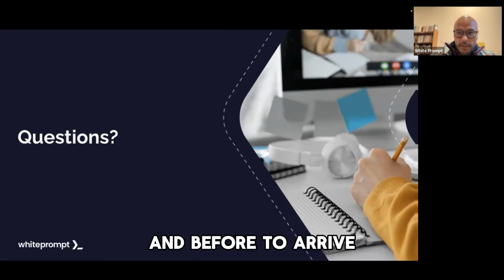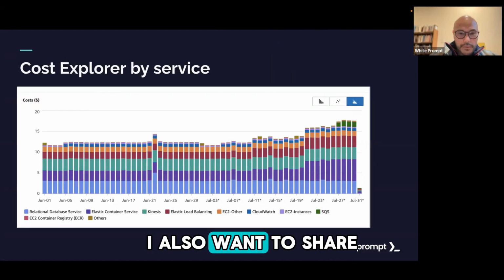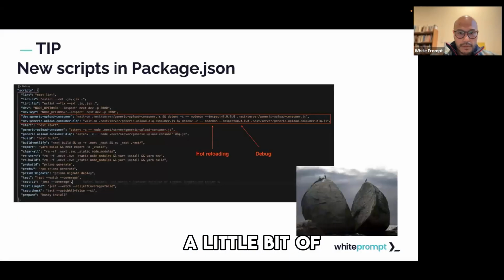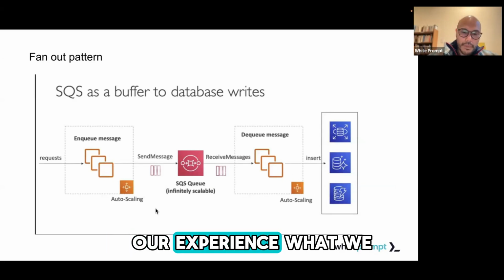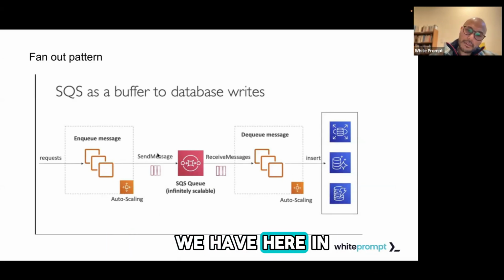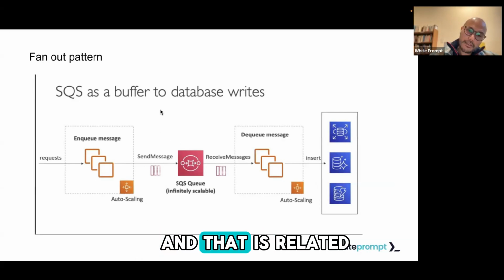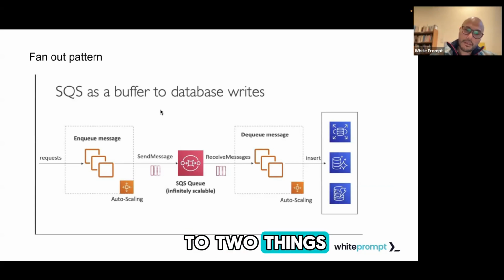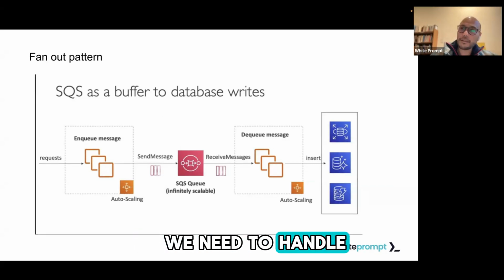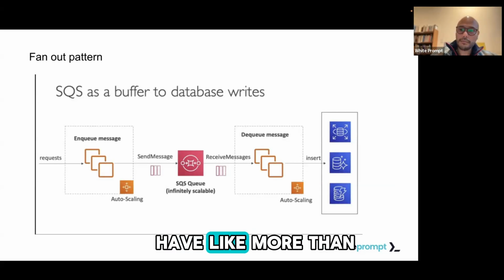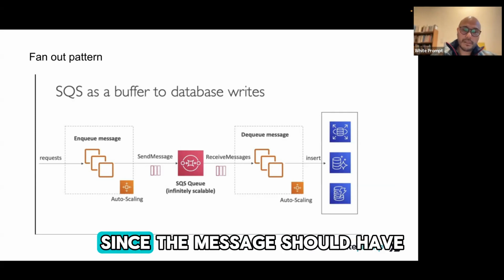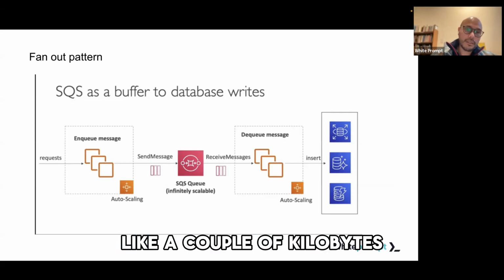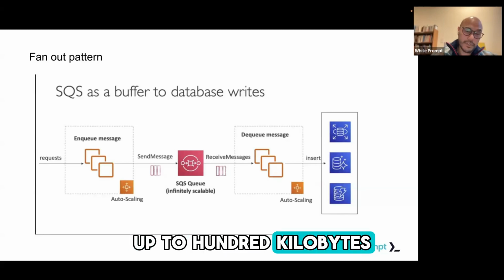Before we get to the questions, I also want to share something. Let me go back a little bit in this implementation. During our experience, in the middle of the producer and the queue, we have an S3, and that is related to two things. First, the payloads that we need to handle are more than 1 megabyte, so we cannot store that information in the queue, since a message should be a couple of kilobytes, 200 kilobytes on average.